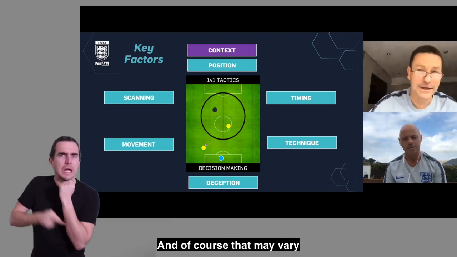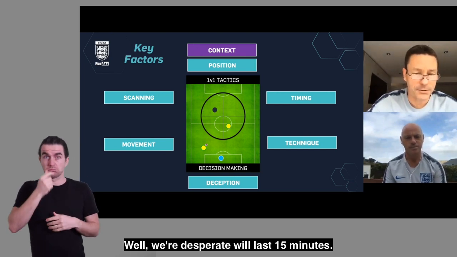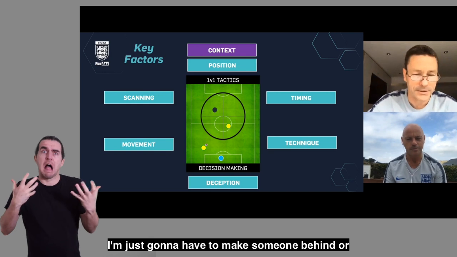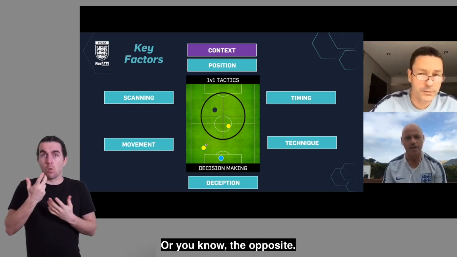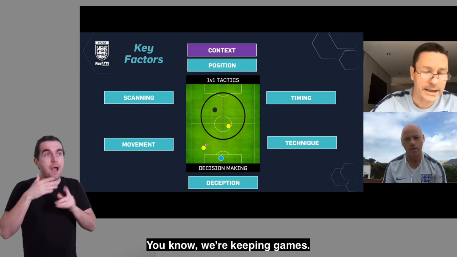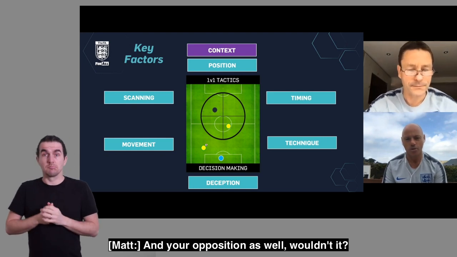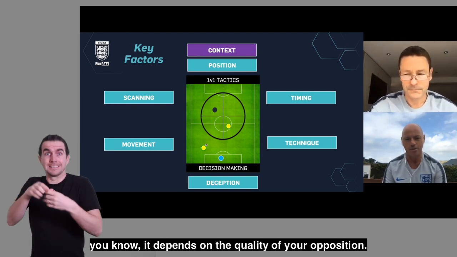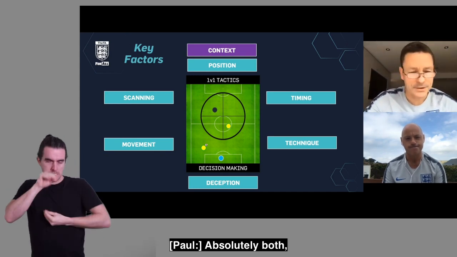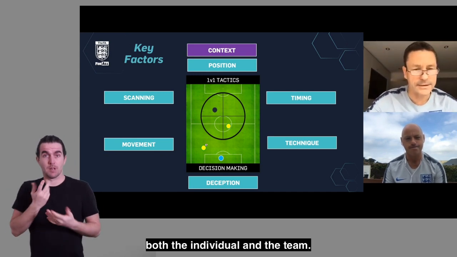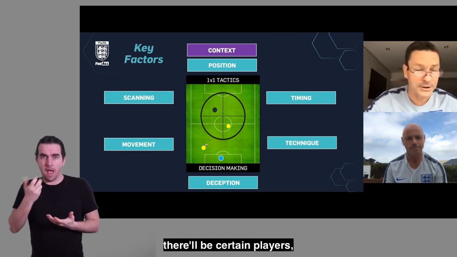And of course, that context may vary depending on the state of the game. Well, we're desperate, we've only got 15 minutes left, I'm just going to have to make some runs behind, or do something different, or the opposite. Or if we're keeping the game, I will act differently. And your opposition will too, won't they? It depends on the qualities of your opposition, their strengths and weaknesses as well. Absolutely, both the individual and the team.